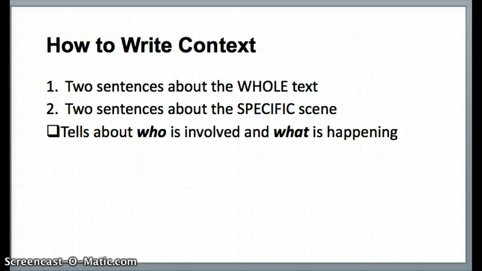How to write context, there are 2 steps. First, you write 2 sentences about the whole text. Then, step 2, you write 2 sentences about the specific scene in your quote. So what's happening where your quote appears. It should tell about who is involved and what is happening in that quote.